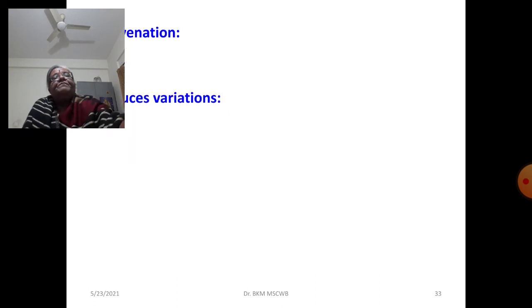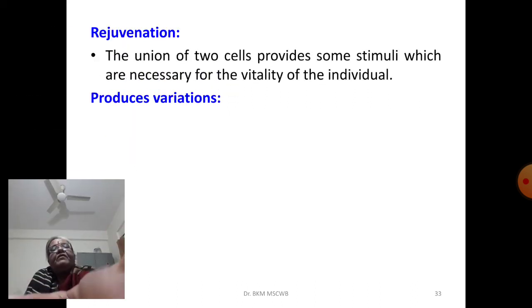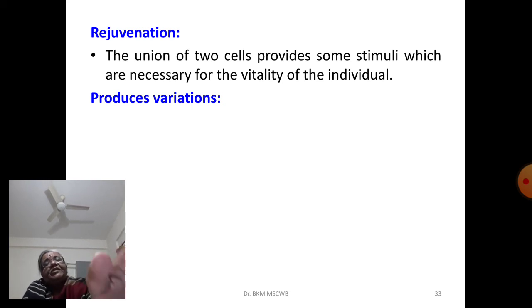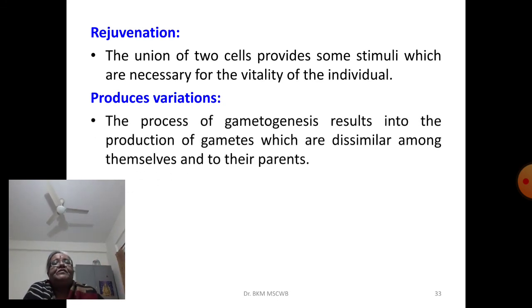So, this is the significance of fertilization. Then the second one is rejuvenation. The union of two cells provides some stimuli which are necessary for the vitality of the individual. So rejuvenation is another significance of fertilization. More than anything else, it produces variations. Fertilization brings about variations, we'll see.